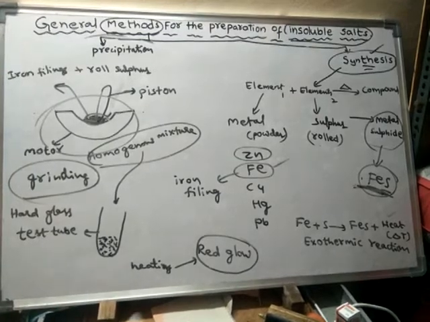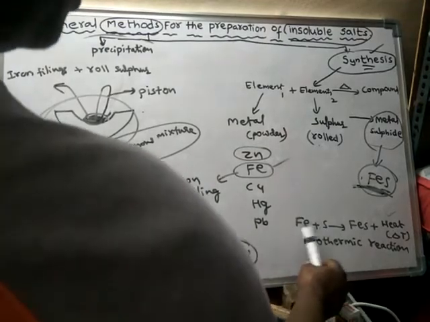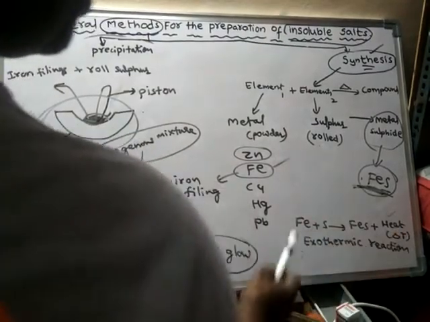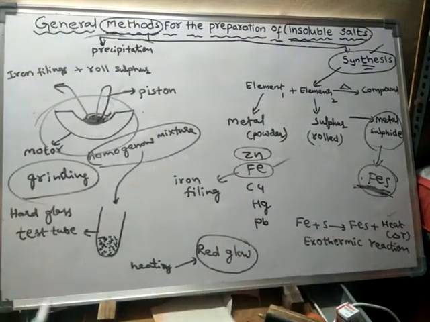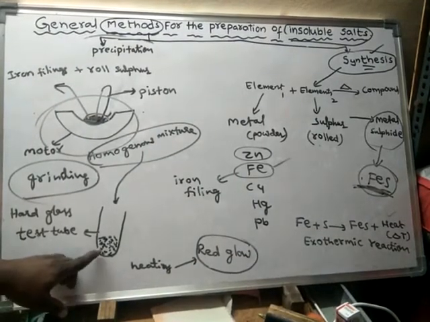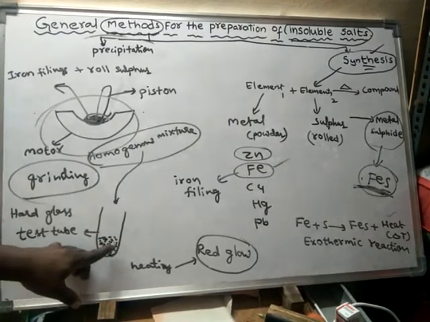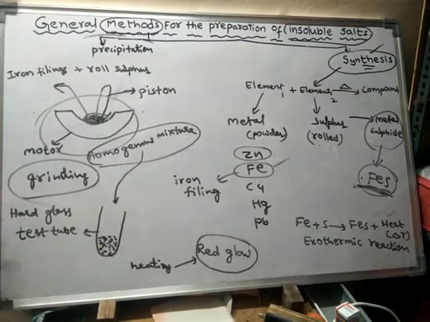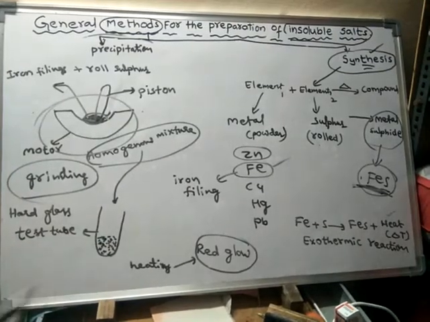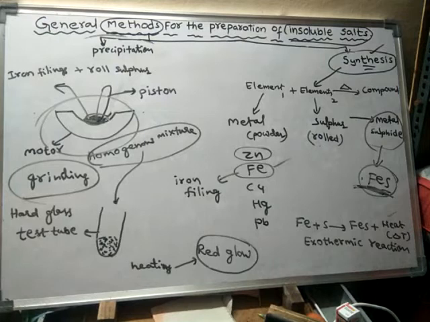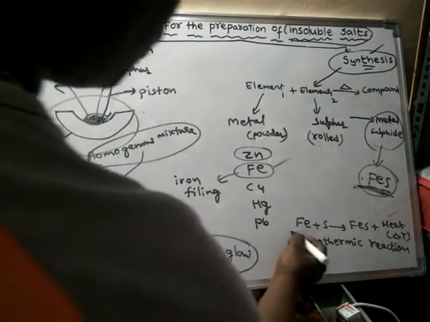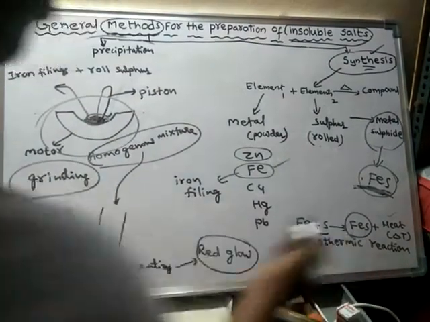As the reaction between iron and sulfur is exothermic, this heat will help the leftover iron and the leftover sulfur to react with each other. So finally, this entire homogeneous mixture will convert into iron sulfide. It is an insoluble salt.